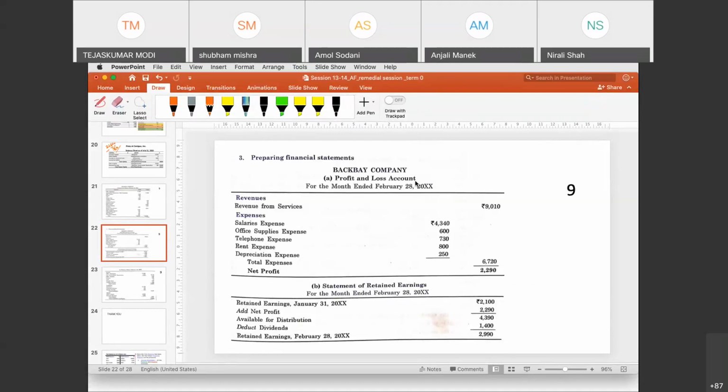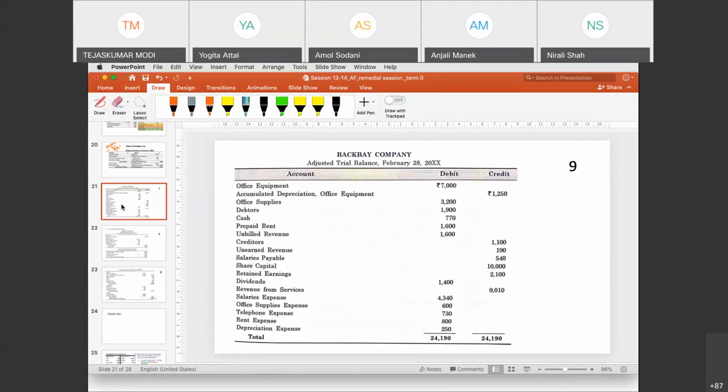Sir, in the trial balance, two depreciation amounts have been shown. One is 250 and the other one is 1250. So, sir, which amount should we take into consideration while deducting from the asset side of the balance sheet, while preparing the balance sheet? That is what you're saying.